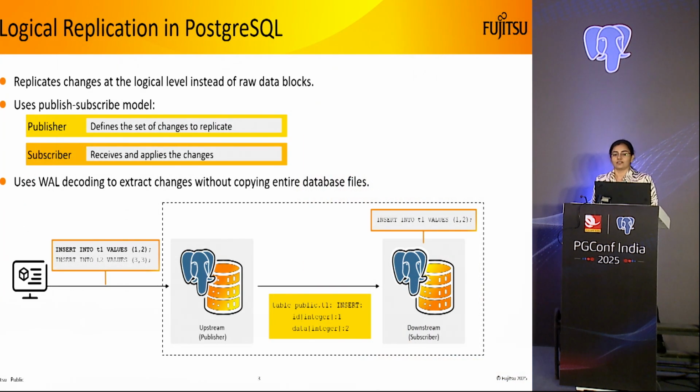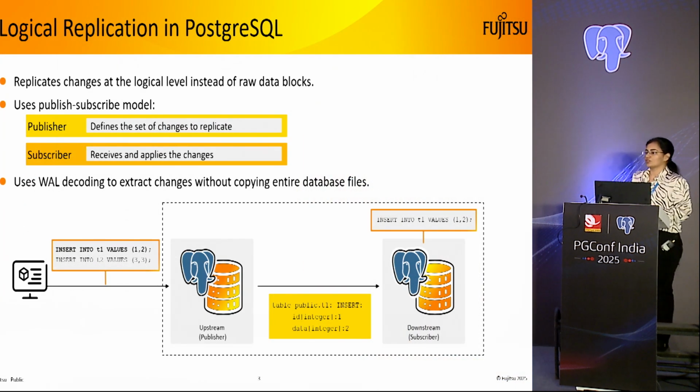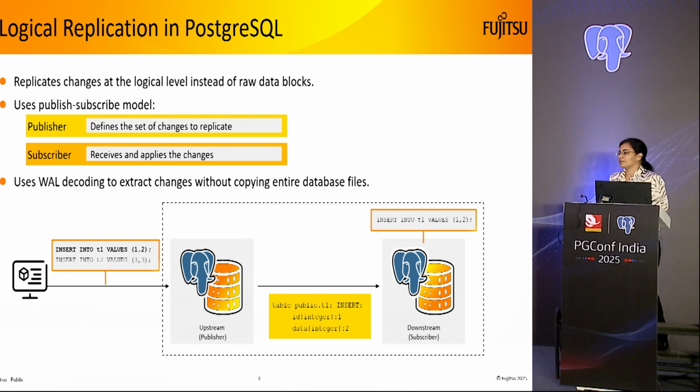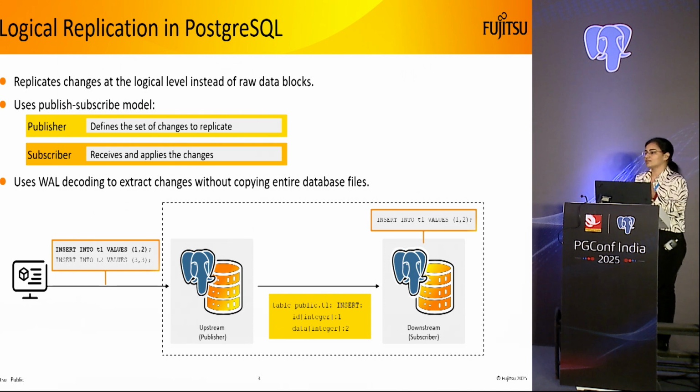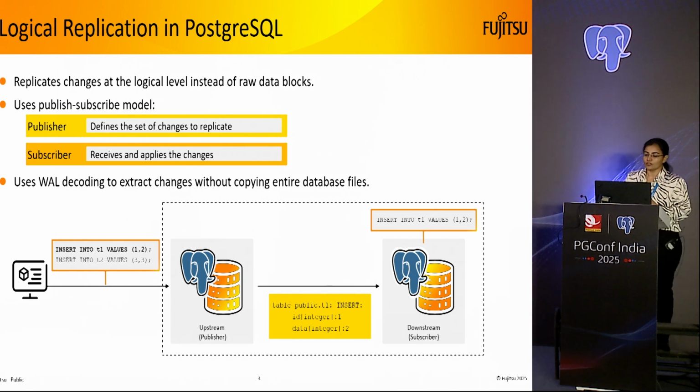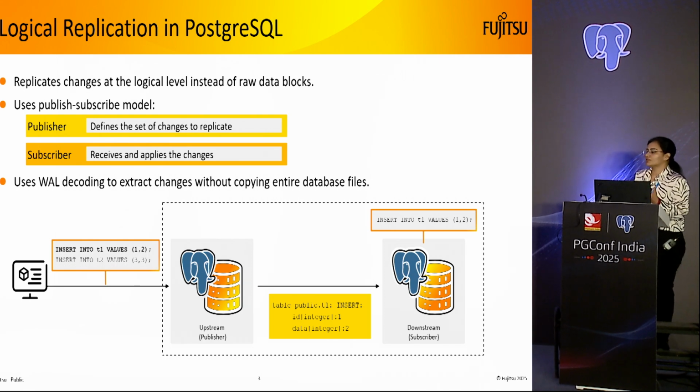So let's start with logical replication in Postgres. In a database, replication means copying or maintaining data of one node to the other node. So the node with original data we call the upstream node, and the node where we are maintaining the copy of the data, we call the downstream node. So Postgres supports two types of replication: one is physical replication and the other is logical replication.